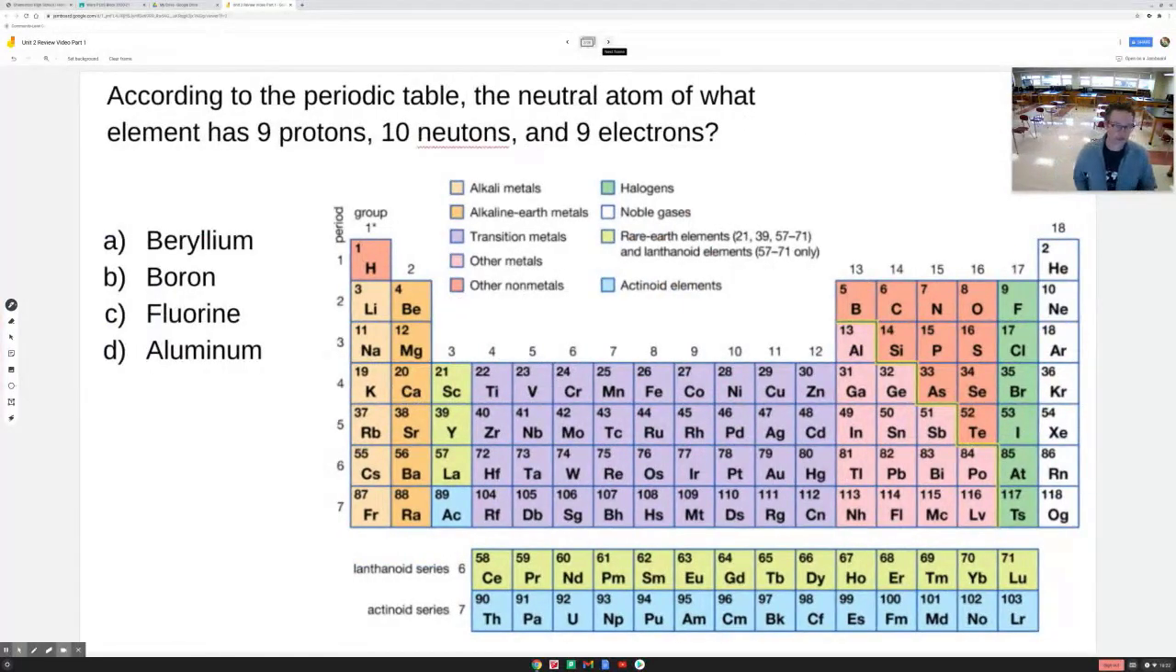All right, according to the periodic table, the neutral atom of what element has 9 protons, 10 neutrons, and 9 electrons? So for this one, if all you want to know is what element this is, the only number that really matters is the number of protons, because that is the periodic table number, the atomic number. So the element with 9 protons is element number 9 on the periodic table, which is fluorine. Choice C again.